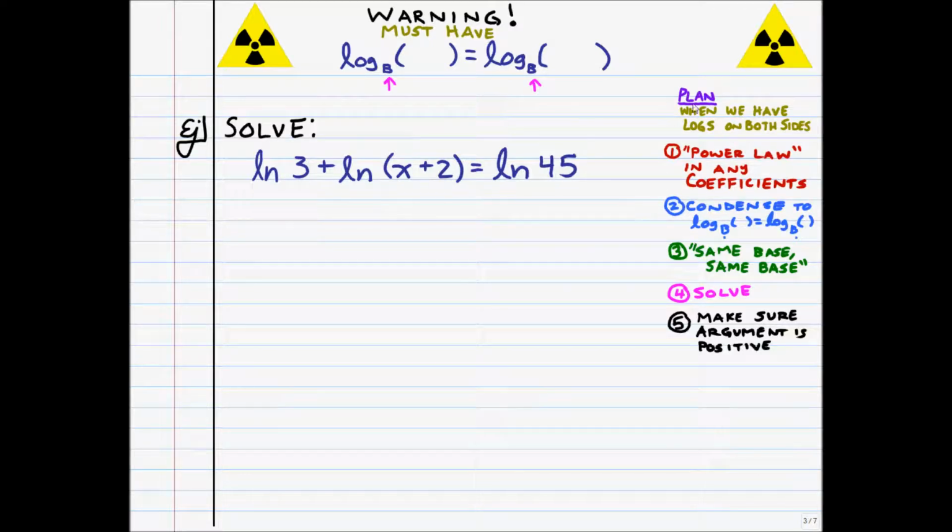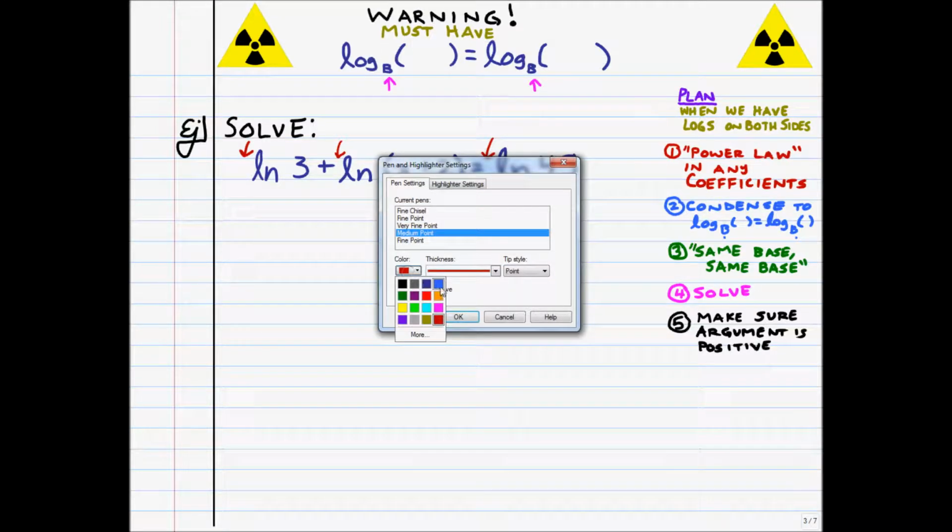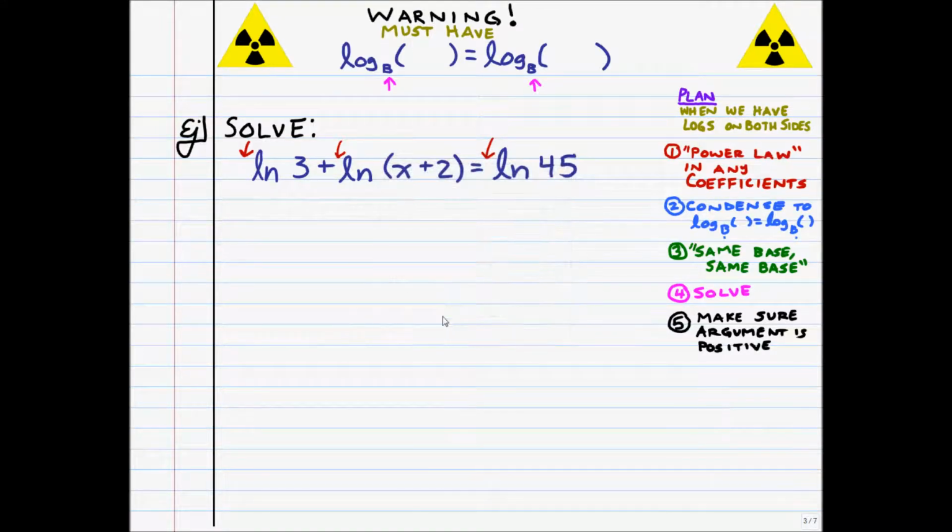So looking at this, according to the plan, our first thing is to power law in any coefficients. So again, I'm looking in front of the logs to see if there's anything sitting there. Well, there's nothing there, there's nothing there, and there's nothing there. So in fact, I don't get to do anything. That first step is again left unused. So fine, whatever, be that way, your call. So we don't need to do anything in the power law. We've already got it done.